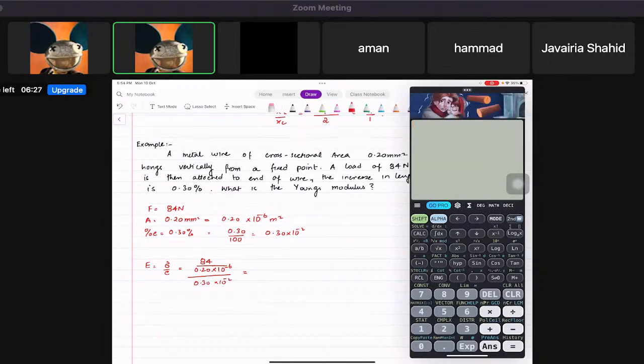I'd first make this symbol and then this again, and then I'm going to write 84, and then I'm going to write 0.20 times 10 raised to power minus 6, and then I'm going to write 0.30 times 10 raised to power minus 2, and that gives me 1.4 times 10 raised to power 11 pascals. Understood?